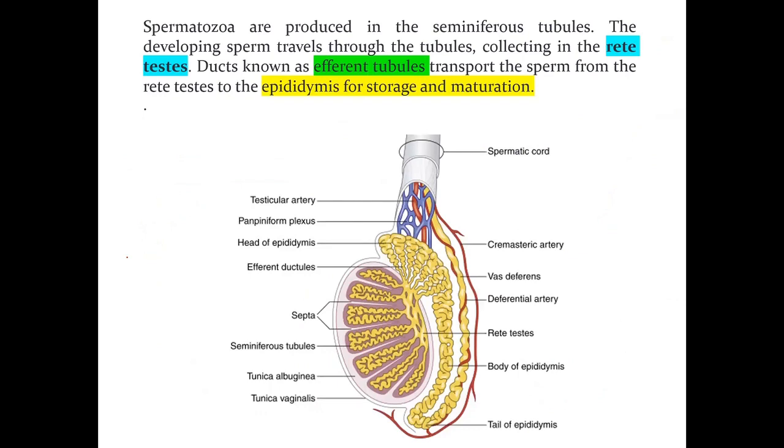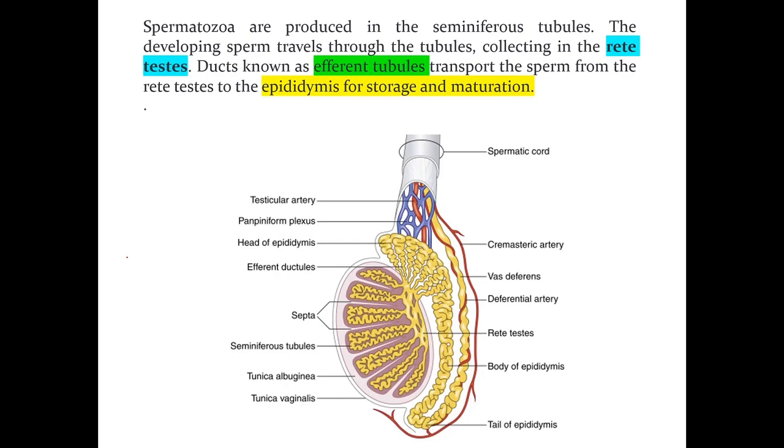Now, spermatozoa are produced in the seminiferous tubules. Okay, we've seen the seminiferous tubules, how the gamete cells are produced, how they are nurtured by the Sertoli cells. Then they need to be transported out of that site. The developing sperm travels through the tubules, collecting in the rete testis.